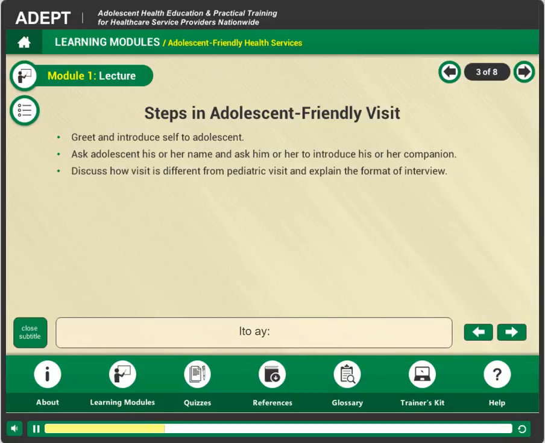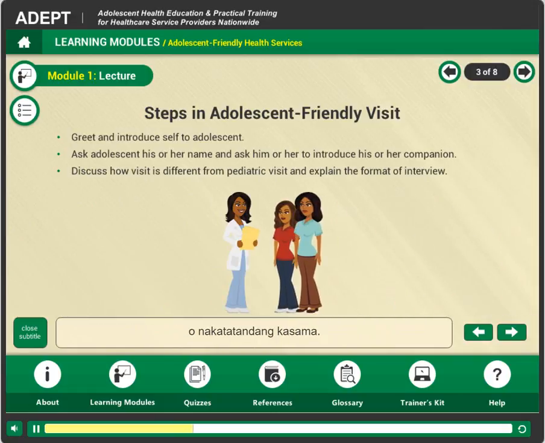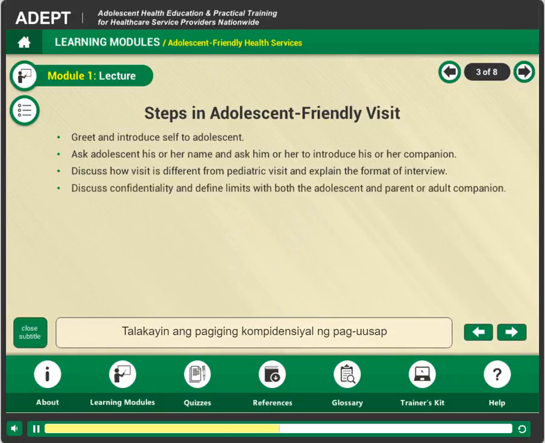That is, the healthcare provider will see the adolescent with his or her parent or adult companion first. Next, the healthcare provider will ask the parent or adult companion to step out in order for the healthcare provider to see the adolescent alone. And lastly, before the end of the consultation, the healthcare provider will call back the parent or adult companion. Discuss confidentiality and define its limits with both the adolescent and parent or adult companion.